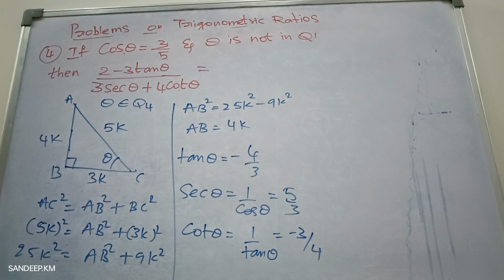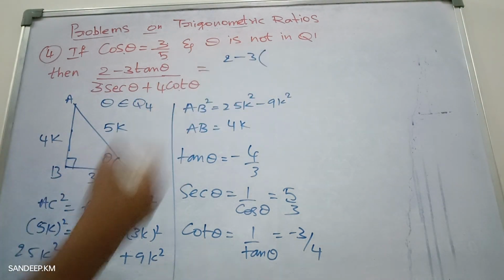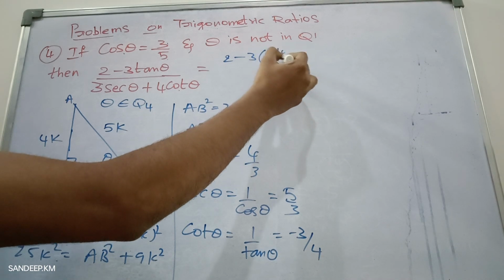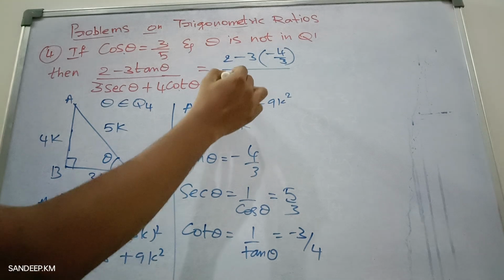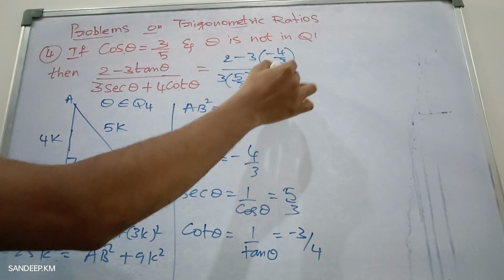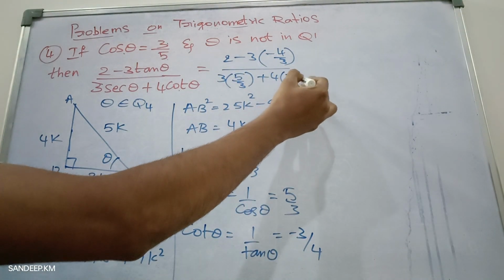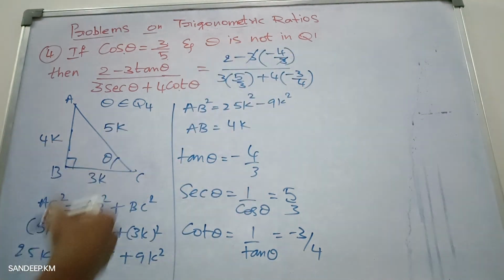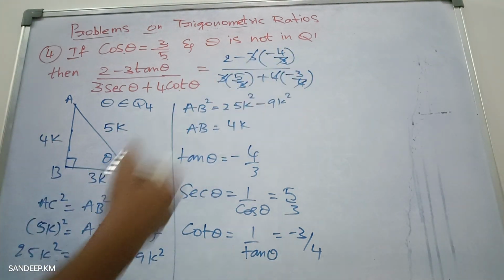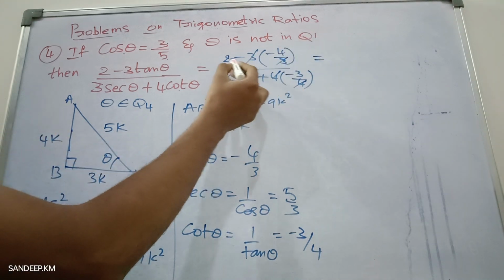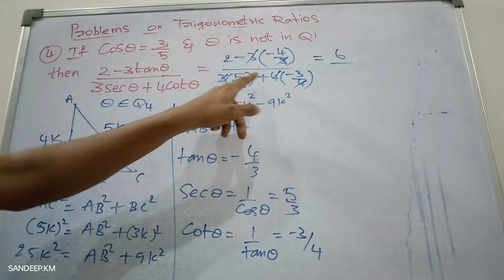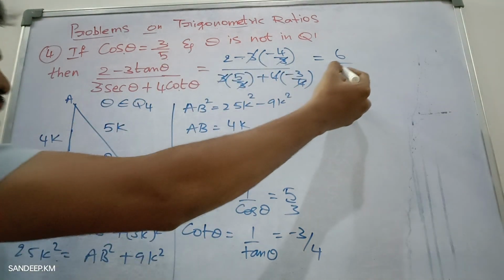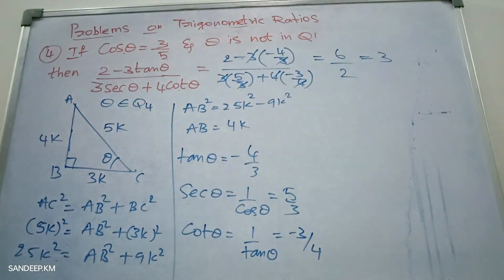Now let us substitute the values here. What do you get? 2 minus 3 into tan theta is minus 4 by 3, whole divided by 3 into sec theta is 5 by 3 plus 4 into cot theta is minus 3 by 4. So 3 and 3 will get cancelled, 3 and 3 will get cancelled, 4 and 4 will get cancelled. The numerator is 2 minus into minus plus, 2 plus 4 you will get 6. And the denominator is 5 minus 3 you will get 2. So the result is 3. The answer for this question is 3.